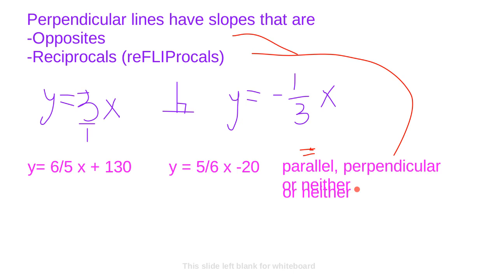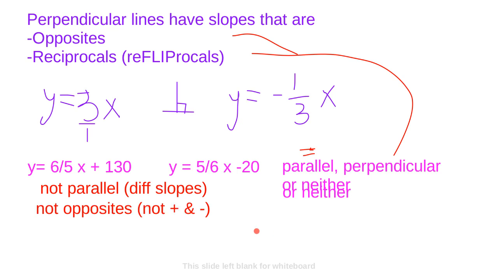So 5/6 and 6/5. Are those equal, first of all? What would you say? 5/6 and 6/5. Are those equal numbers? No. So we're going to for sure say they're not parallel, different slopes. Okay, so they're not parallel because they have different slopes. Are they opposite of each other? Is one of them positive and one of them negative? So not opposites. I'm going to put positive and negative.